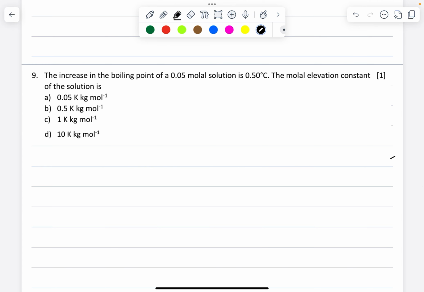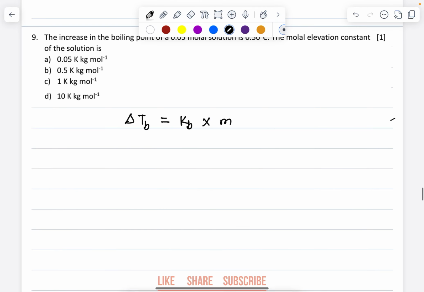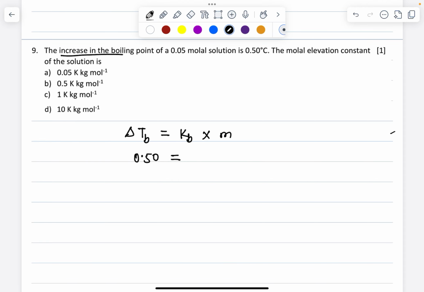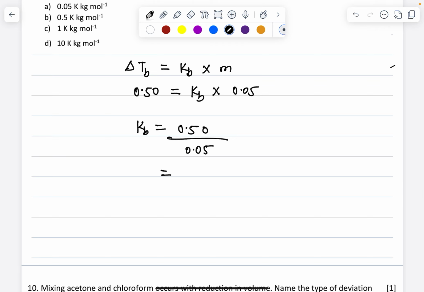Molality is also given over here. I'll use the formula delta TB is equal to KB into molality. Here delta TB is given as 0.50. The increase in the boiling point means the elevation, or the difference in the boiling point. Kb you need to find, and the molality is given as 0.05. So Kb will be 0.50 divided by 0.05, and this answer comes to 10 Kelvin kilogram per mole. This is the answer.